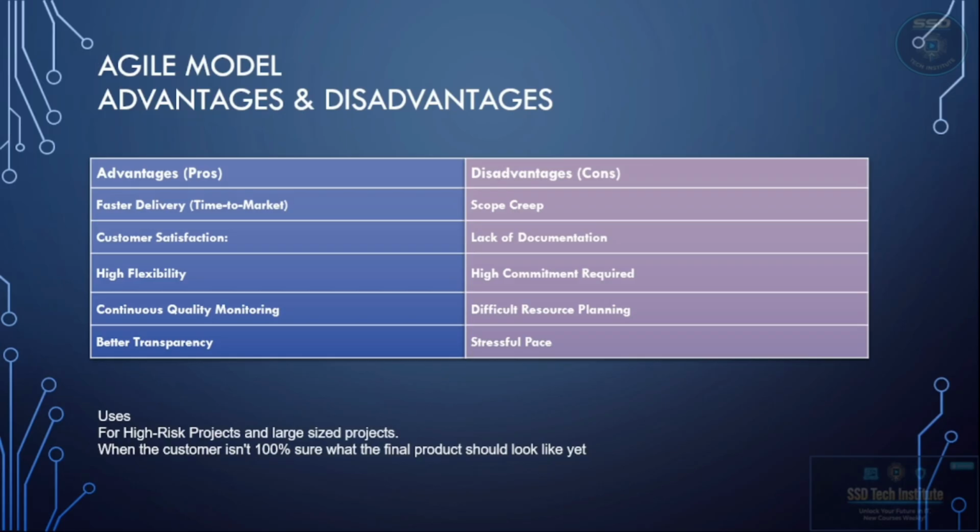So when do we use Agile? High risk projects. When the project is complex and the chance of failure is high, Agile's small steps keep things safe. For massive software systems that would take years to build, the waterfall model is much better than Agile. This is most commonly used when the customer isn't 100% sure what the final product should look like. Agile allows them to find the right path as they go.